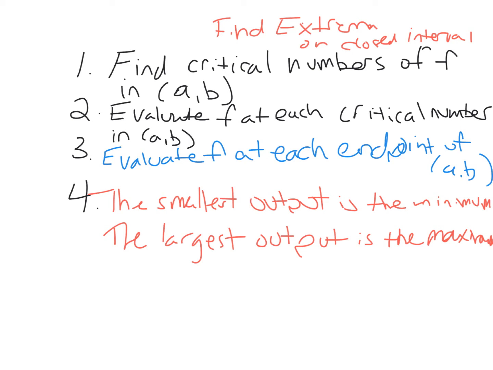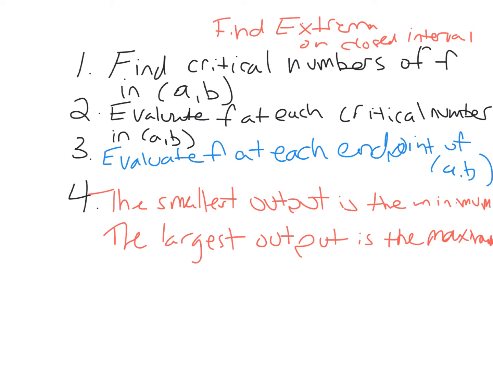So what does that mean for us? That means you're going to find a derivative, set the derivative equal to 0, and find out when it's equal to 0, or when it's not differentiable, right? So one of those two things. 2, evaluate f at each critical number in (a, b). So similar to what we did earlier, right? Whatever those values are, after you found a derivative and set it equal to 0, you plug those back in the original. Okay, evaluate it.